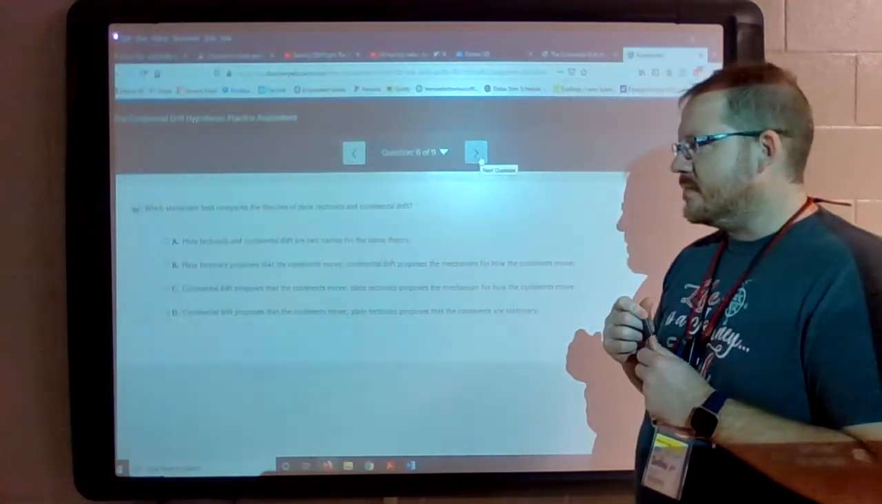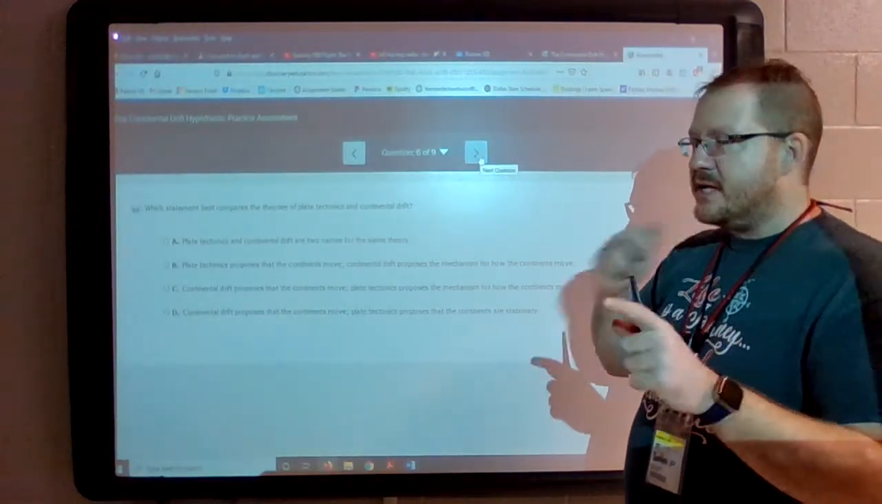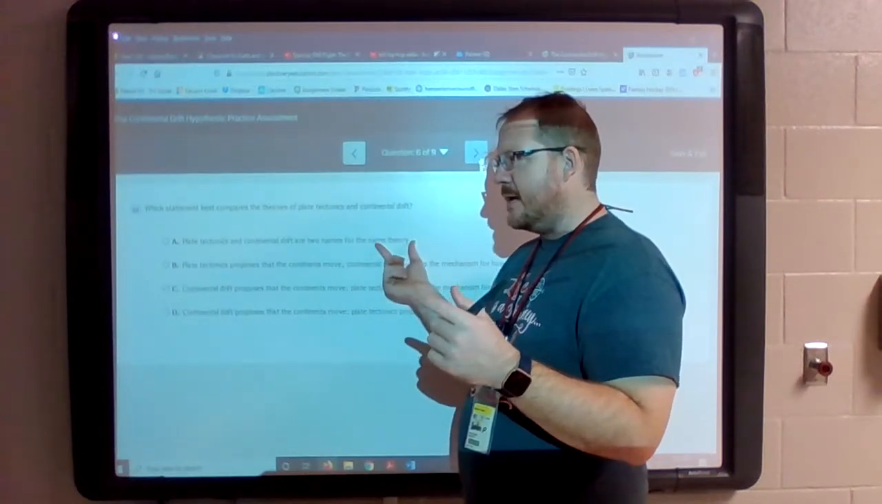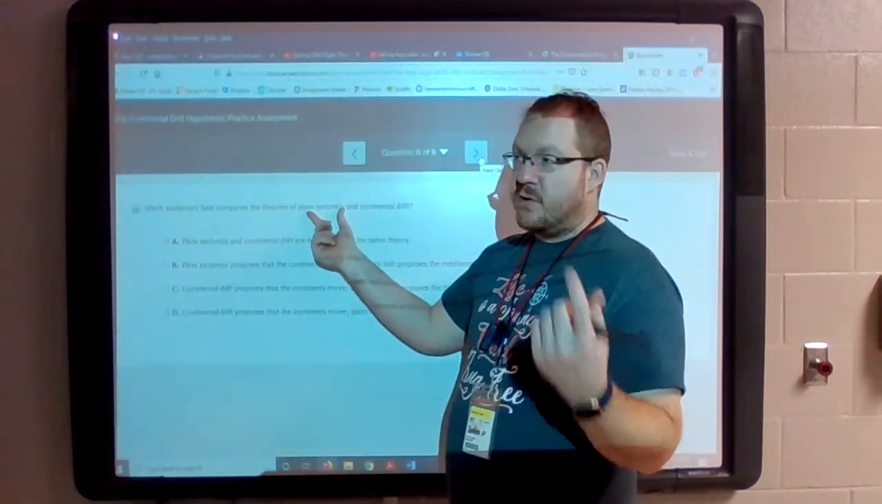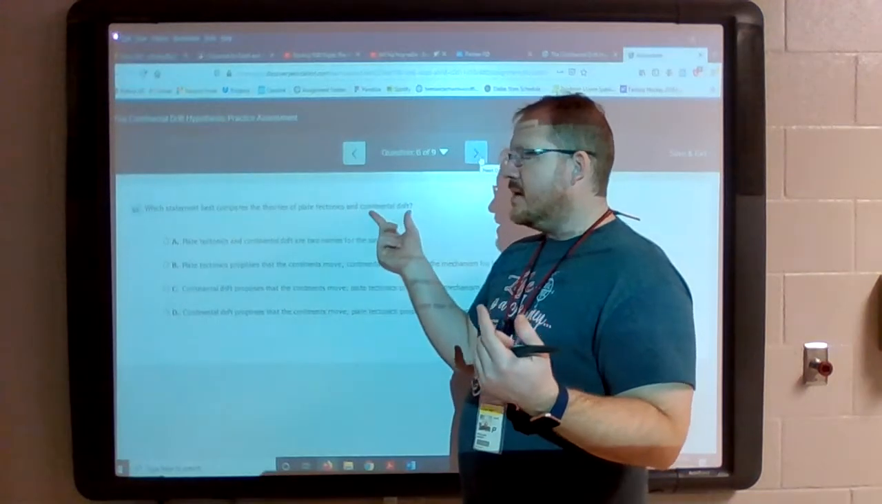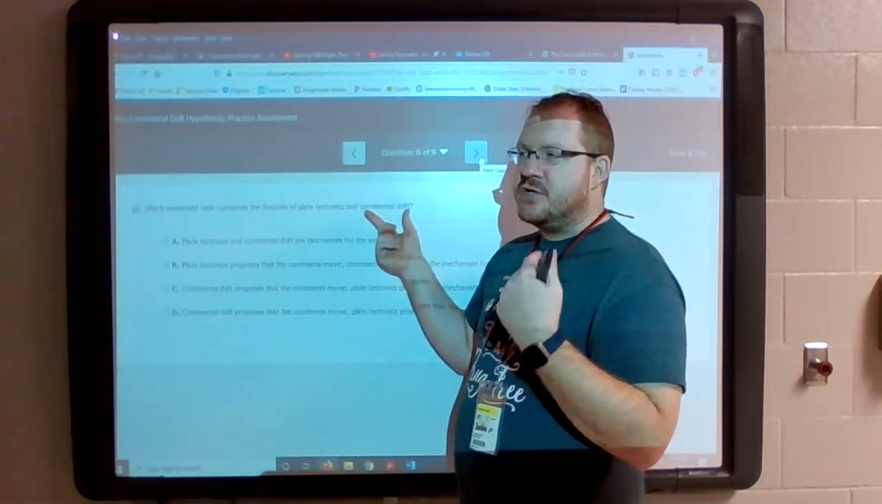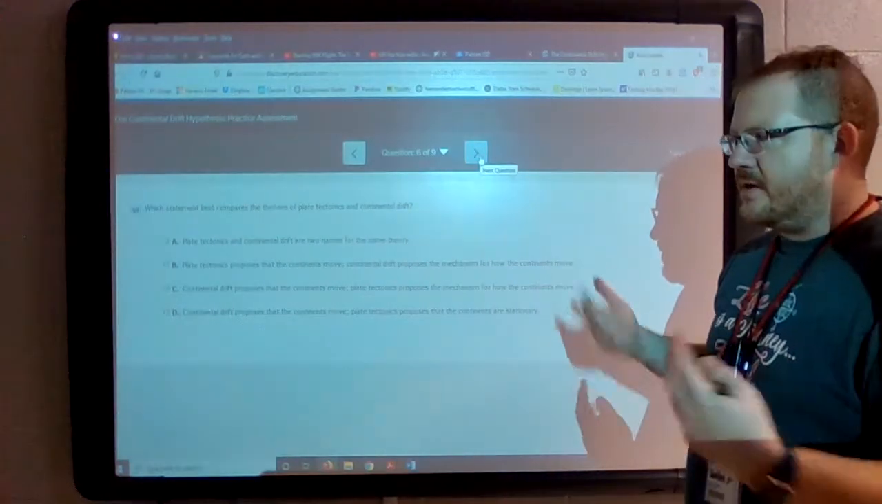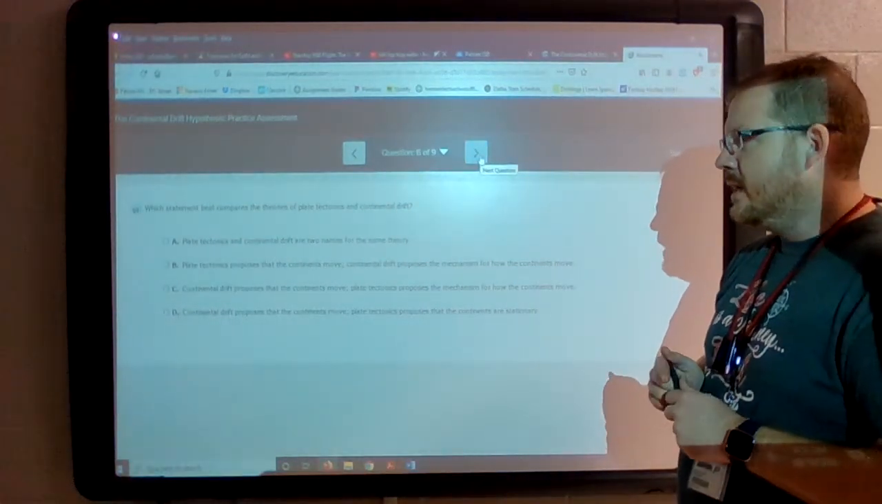They are somewhat close, but I'll tell you it's not A. They are not two names for the exact same theory. Plate tectonics is correct, and we use it today. Continental drift had too many problems, and we do not use the theory of continental drift anymore.